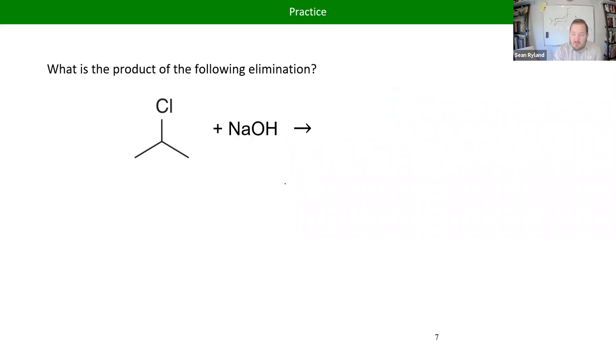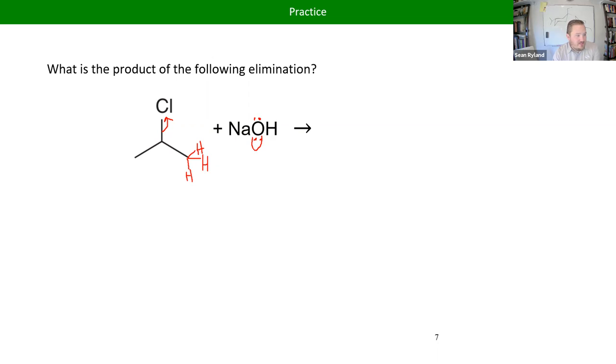If it went through an elimination, the same basic thing is going to happen. We're still going to wind up with the chlorine leaving and taking its electrons with it. The difference between a substitution and an elimination is that we have all these hydrogens on the carbons next door to our halogen. And if we have a good base, we're calling it a base, not a nucleophile, but it's the same molecule. The hydroxide is a good base and a good nucleophile.